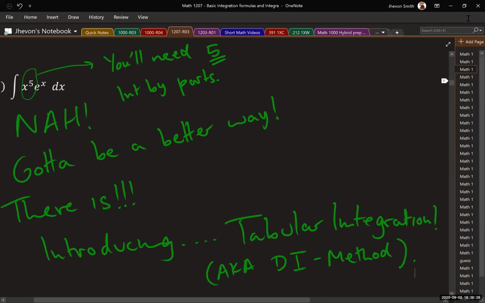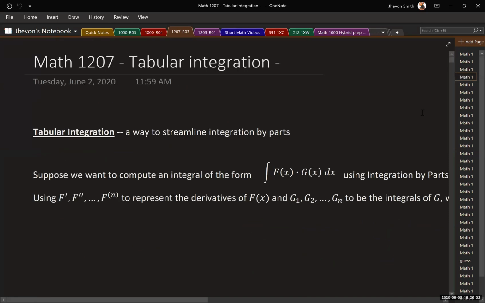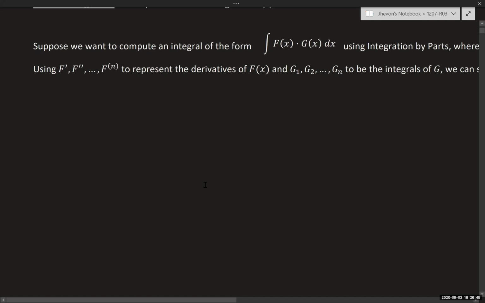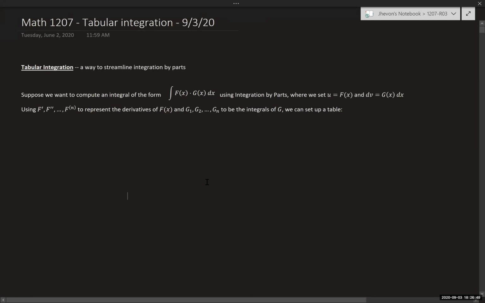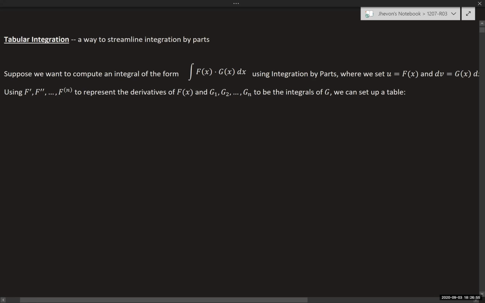So let me move to the next section because I made a separate thing for that. Tabular integration. Okay, so this is something that we are continuing now to. Tabular integration is a way to streamline integration by parts. So integration by parts, everything I told you is still true, it's still awesome, but there are times when you might want to do something slightly differently. So let's actually look at when such a time might be.